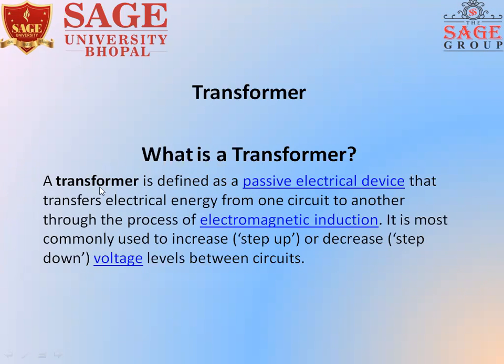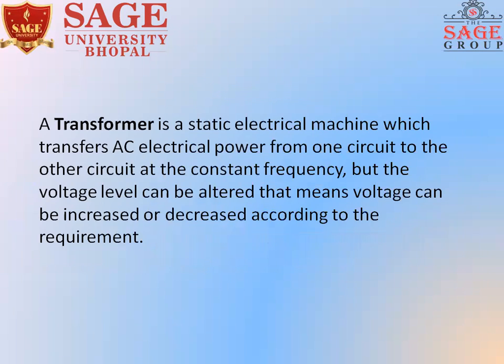What is the transformer? A transformer is a passive device that transfers electrical energy from one circuit to another through the process of electromagnetic induction. It is most commonly used to increase (step up) or decrease (step down) the voltage level between circuits. There are two types of transformer, step up and step down. Step up means voltage increases, and step down means voltage decreases. So move on to the next slide.